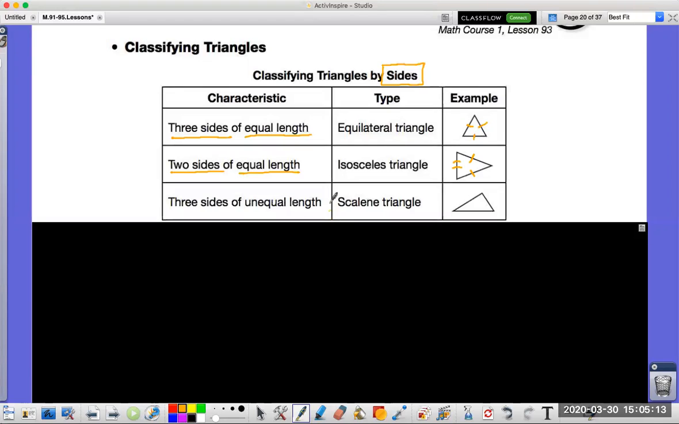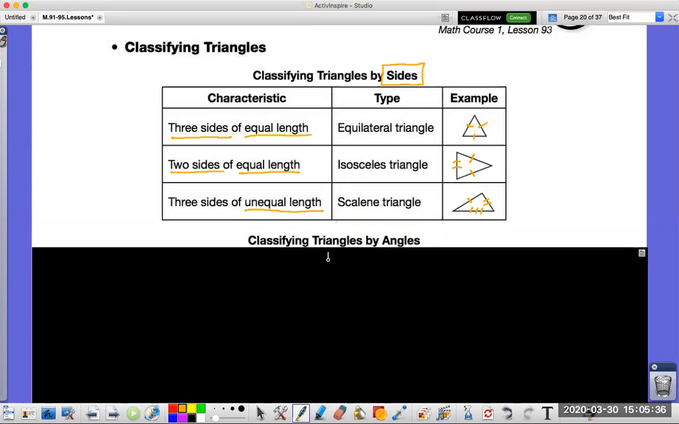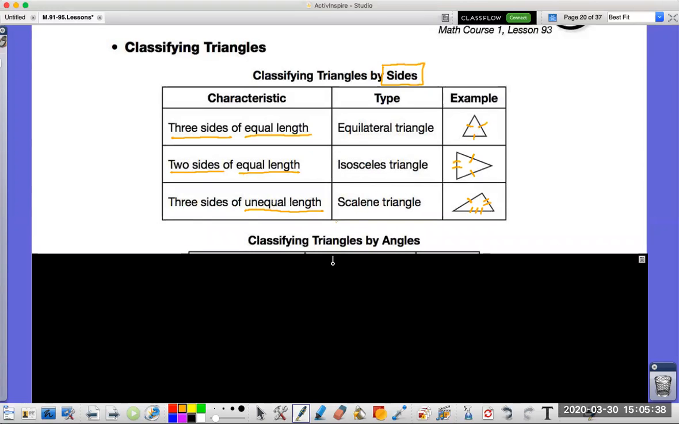If it has 3 sides of unequal length, it's considered a scalene triangle. So all 3 sides are unequal in length. This side is a different length than this side and this side. All 3 sides have different lengths, and that would be considered a scalene triangle. We can also classify triangles by angles.